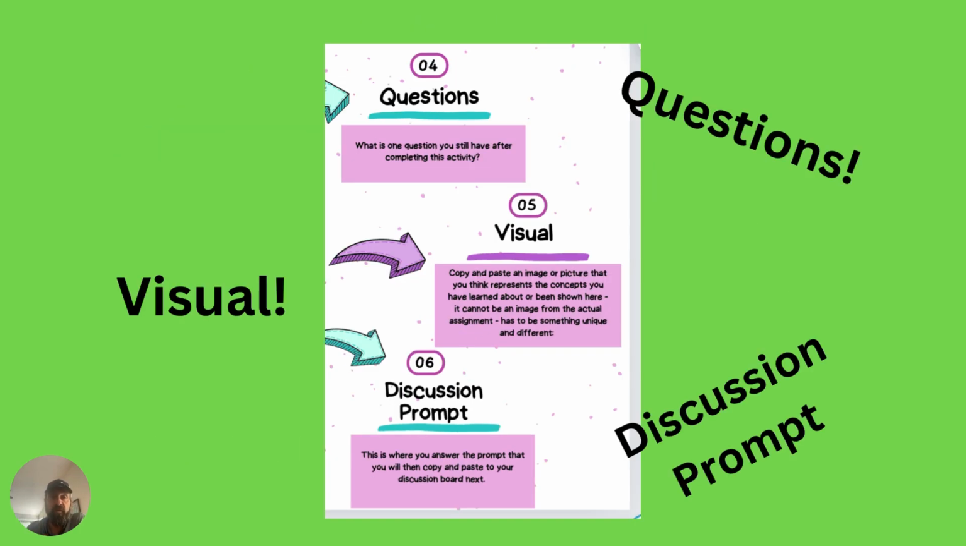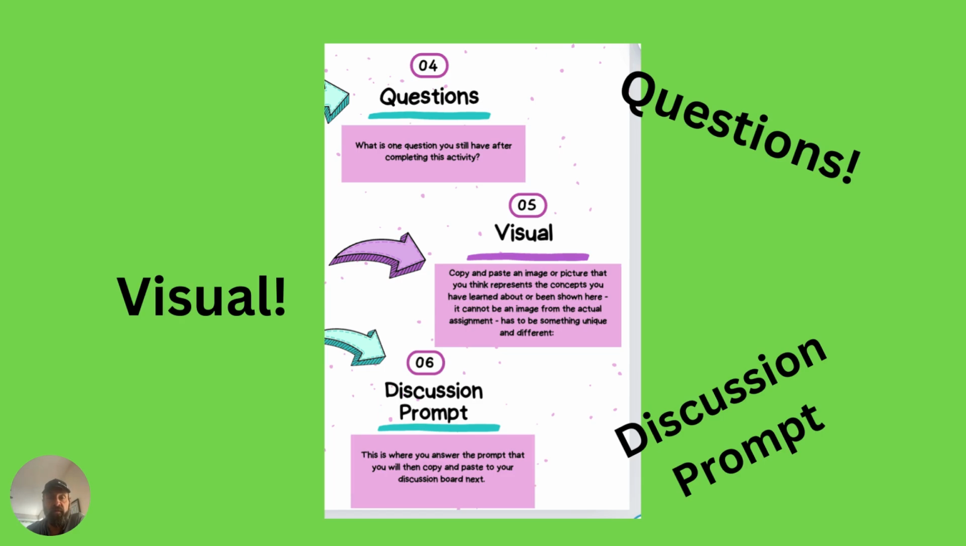The next 3 things: questions, a visual, and the discussion prompt. So you would go back to that discussion prompt I showed you before, and you would answer it here. And that's key because this is also going to be your answer to the discussion question. So you want to copy and paste that to your discussion board, which comes up next after the discussion mapping assignment. Okay. Let's talk about these specifically, and we'll go backwards.